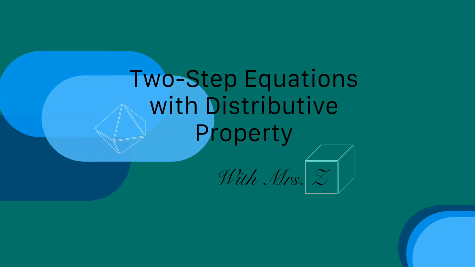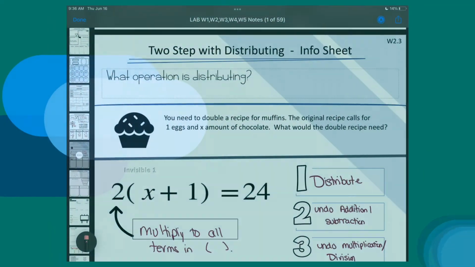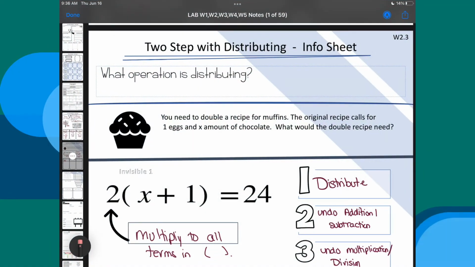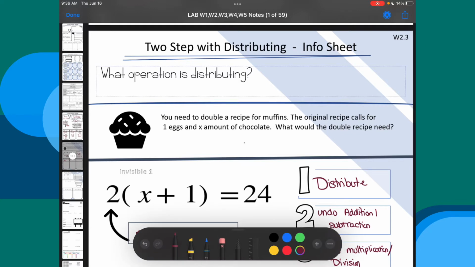This video is about solving two-step equations that have the distributive property in it. This is equations that have distributing in them. What operation is distributing? Distributing is multiplying. So we would multiply a number to everything in the parentheses.